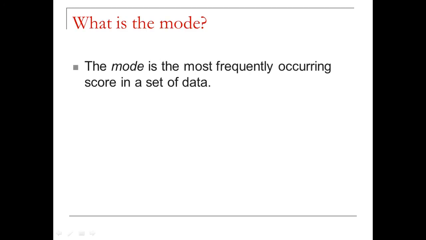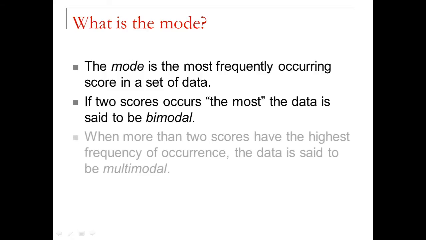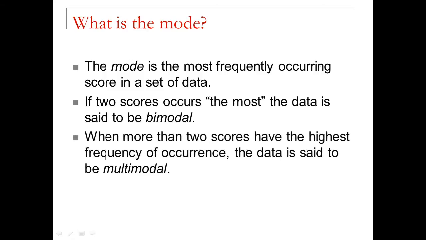The mode is the most frequently occurring score in a set of data. You're familiar with mode and most. If 2 scores occur the most, the data is said to be bimodal. When you have more than 2 scores having the highest frequency of occurrence, that data is said to be multimodal.